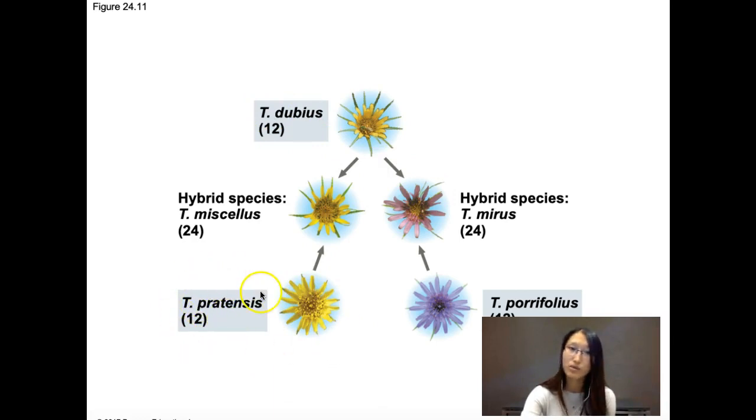So 2n equals 12. You have n equals 6 and n equals 6, and together you will have 2n equals 12. But that doesn't work yet because there are no pairs of chromosomes, or homologous chromosomes. Through non-disjunction, you would have 2n equals... what did I say?